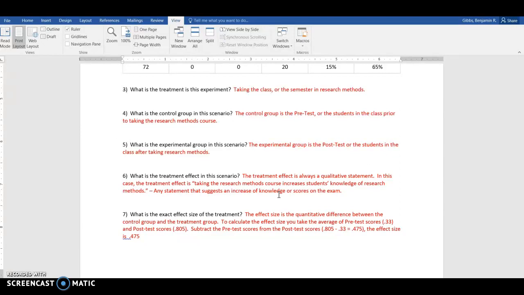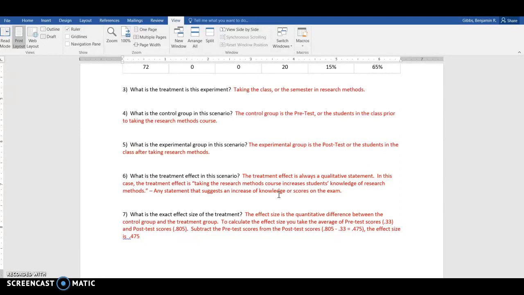Now, it's possible in another scenario that going through a treatment might decrease something. When we talk about recidivism and going through treatment, as in the past video, drug court programs may decrease recidivism. But in this particular scenario, it's increased knowledge of research methods. We know that because 80.5% is greater than 33% between the average scores of the pretest and the post-test.